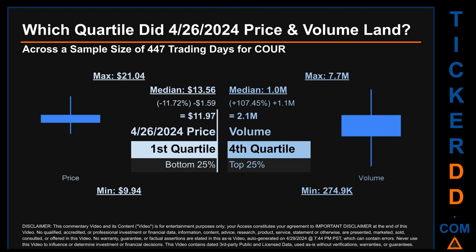The day's volume landed within the fourth quartile, marking it within the top 25% of all sampled daily volume, which saw a max daily volume of 7.7 million and a minimum of 274.9 thousand. Quartiles tell us about the spread of a data set by breaking that data set into quarters, just like how the median breaks the set into half.